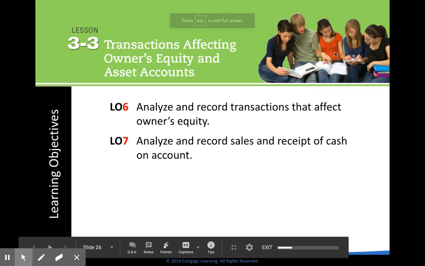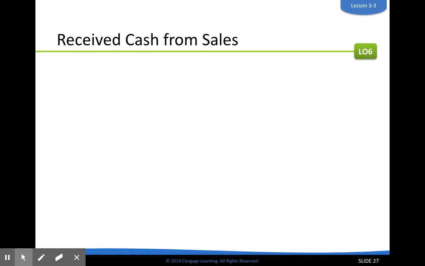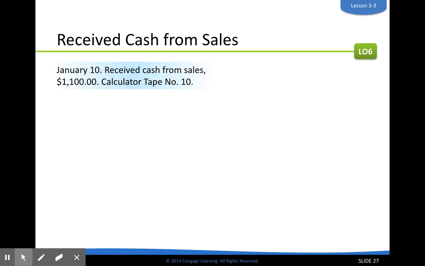For section 3-3, we're going to be looking at more transactions, specifically transactions that affect owner's equity and certain asset accounts. So first transaction, we received cash from sales. This is my favorite entry, and you'll see why here in a second.